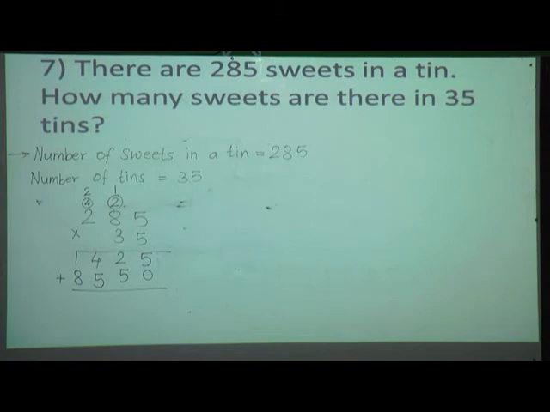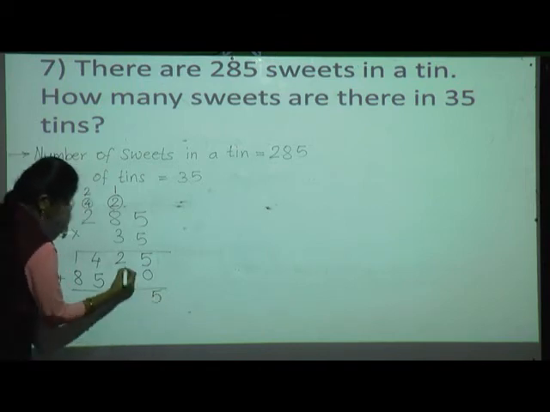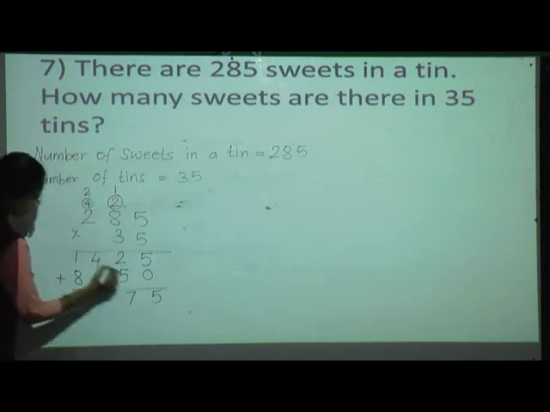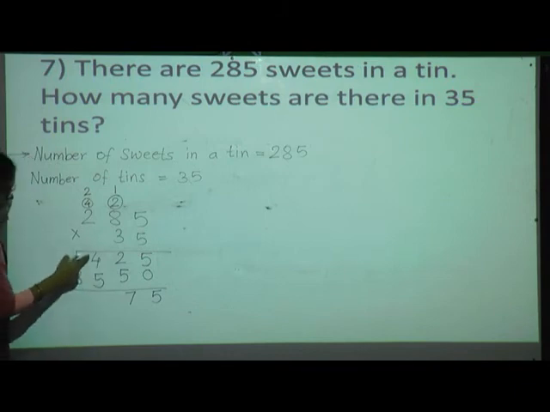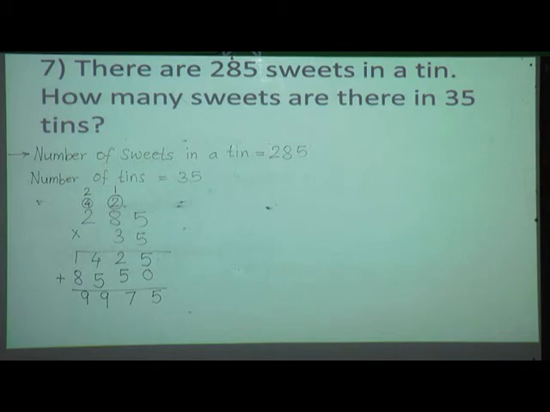So do the addition. 5 plus 0, 5. 2 plus 5, 7. 4 plus 5, 9. 1 plus 8, 9. So what is the answer? The answer is 9975. So how will you write the answer? Yes, we have to write the answer in a sentence also. So how will you write the answer?